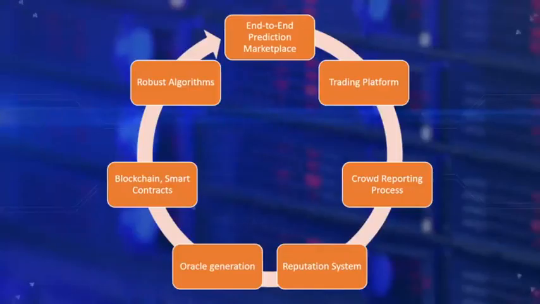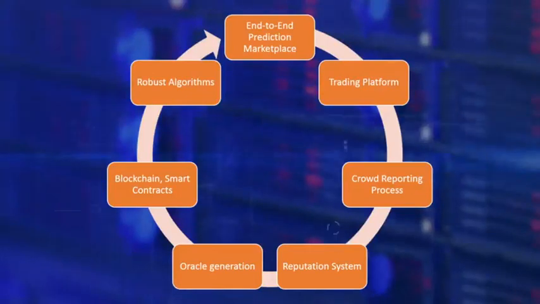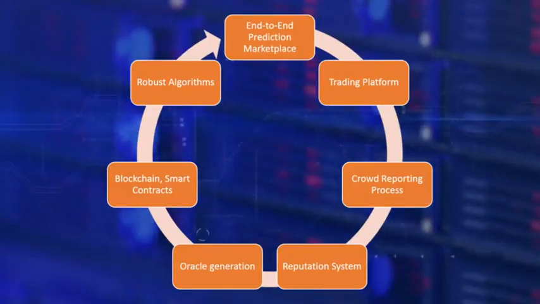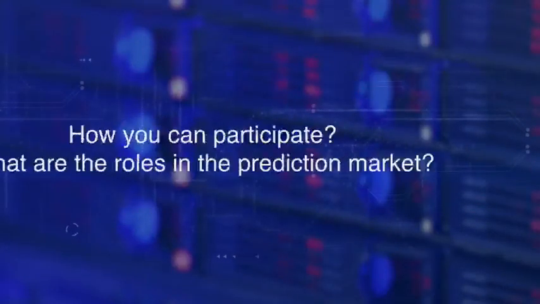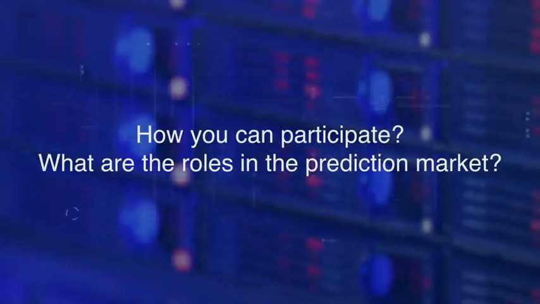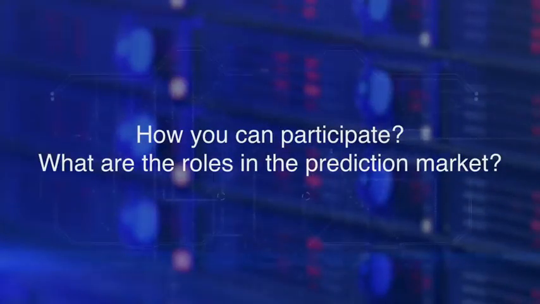We just reviewed the key ideas of Augur without going into the theory or the mathematics. Let's look at these ideas to get a picture of the ideal interplay of the Augur application and the blockchain features: the smart contract, immutable ledger, and the oracle. Let's examine how you can participate and what are the roles in the prediction market.